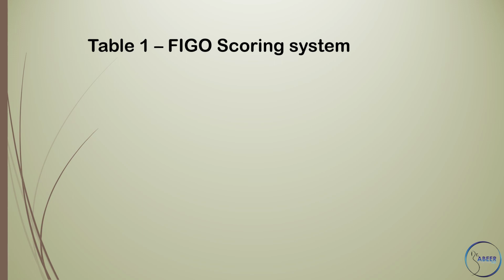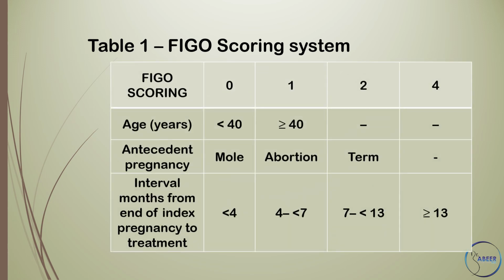FIGO, or the International Federation of Gynecology and Obstetrics, Scoring System. FIGO scoring. Age in years: less than 40, 0. More than or equal to 40, 1. Antecedent pregnancy: mole, 0. Abortion, 1. And term, 2.